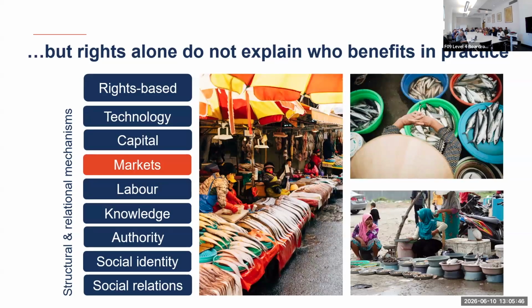Markets can also play a really big role in shaping what kind of benefits you can derive from fish, as they allow a fisher to turn a fish, which could be used for subsistence or gifting, into an actual commodity, which they can trade and could get an income from.